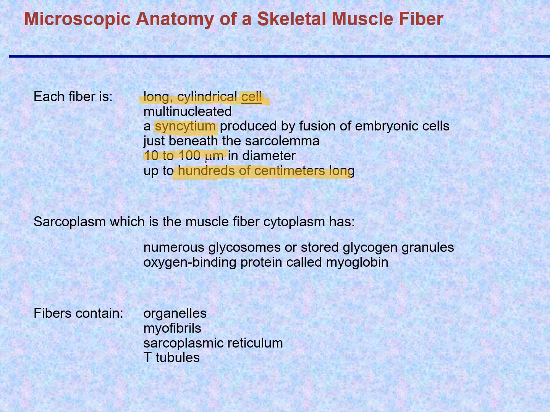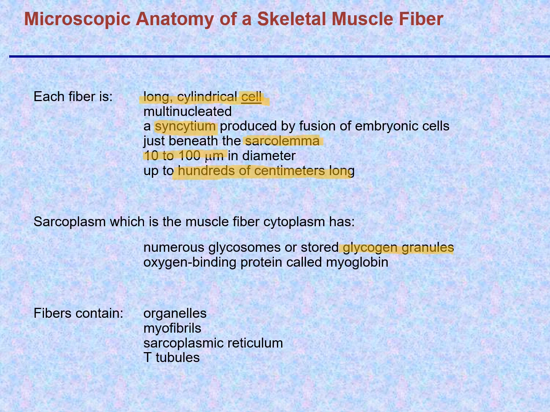The sarcoplasm is the term for the cytoplasm. The sarcolemma is the term for the plasma membrane of this skeletal muscle fiber. So the sarcoplasm typically contains glycogen granules, stored glycogen granules that are present as a source of carbohydrate for metabolic respiration, to be metabolized by the skeletal muscle fiber in order to generate energy.